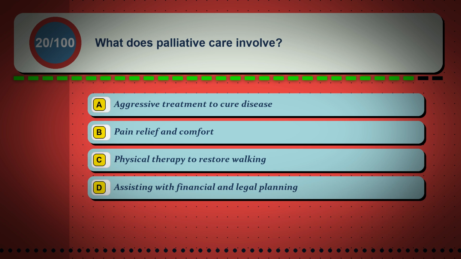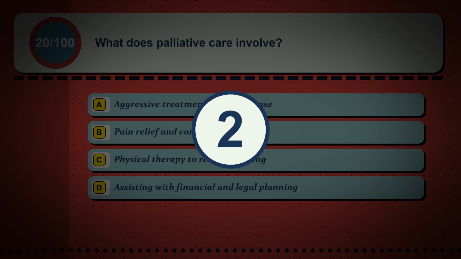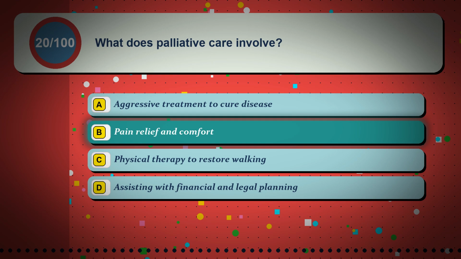Question 20. What does palliative care involve? Option A, the aggressive treatment to cure disease. Option B, pain relief and comfort. Option C, physical therapy to restore walking. Option D, assisting with financial and legal planning. The correct answer is option B, pain relief and comfort.